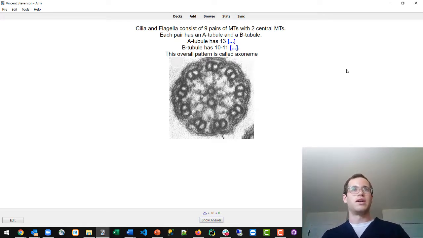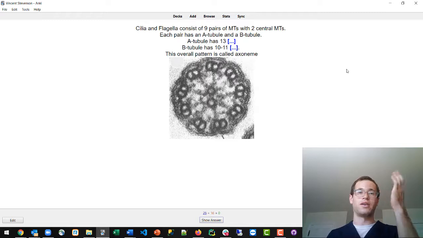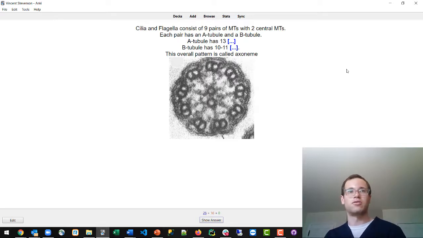And so these tubules, the pair, you will call one of them A tubule and the other one you'll call B tubule. And what differentiates these two is that the A tubules have 13 protofilaments, whereas the B tubule has 10 to 11 protofilaments. And when we look at this overall 9 by 2 plus 2 structure, the way I call it, the 9 pairs with the 2 central microtubules, this is called an axoneme.